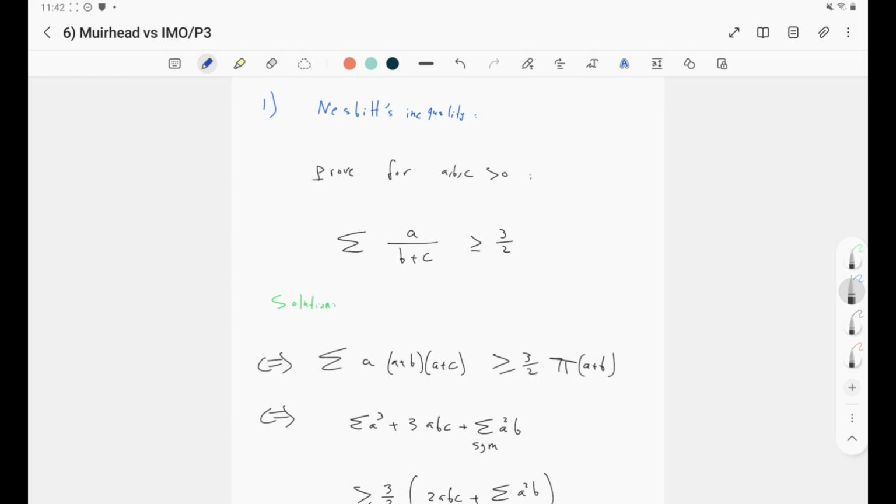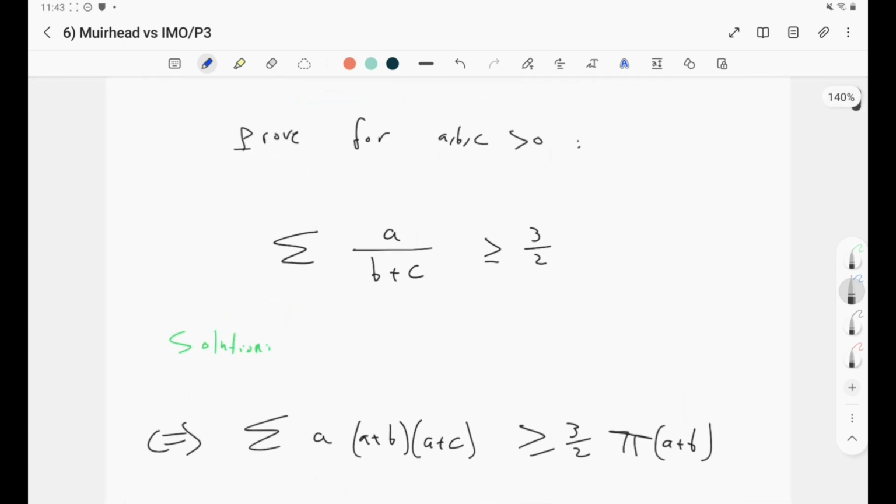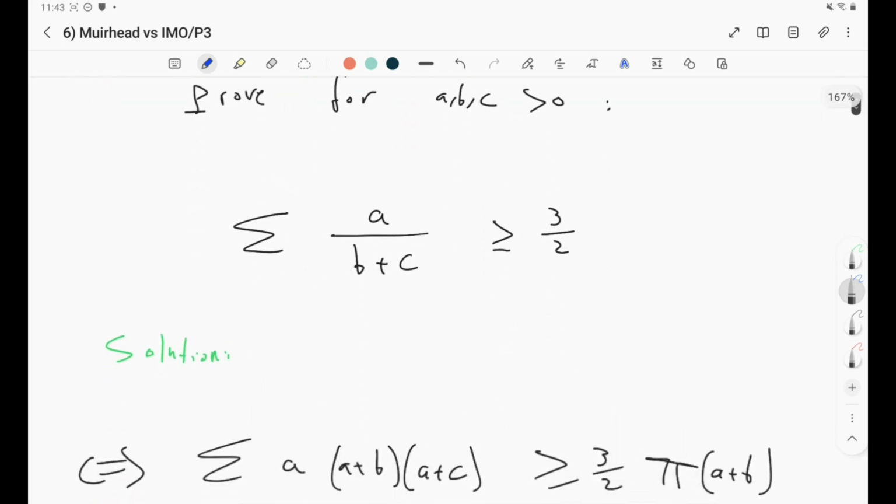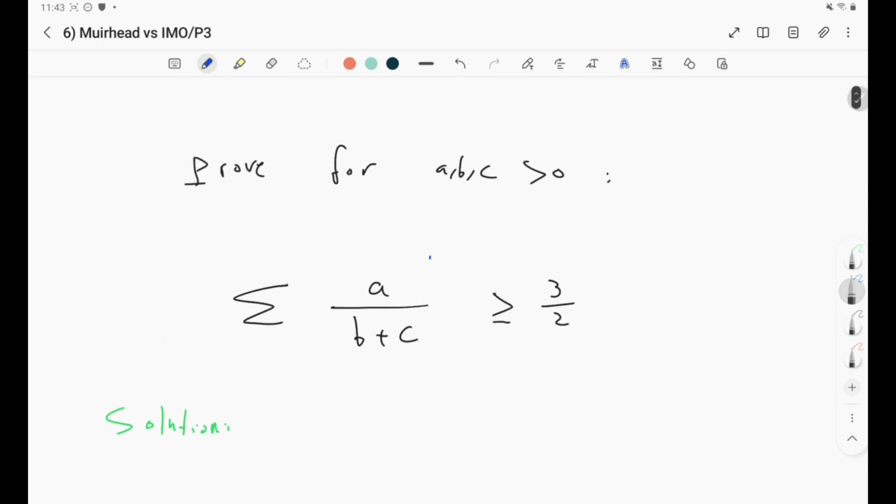Alright, so as a summary, today we solved 2 problems with Muirhead. First of all, we solved the first inequality. We proved Nesbitt's inequality, the very classical standard inequality. The plan was really simple.